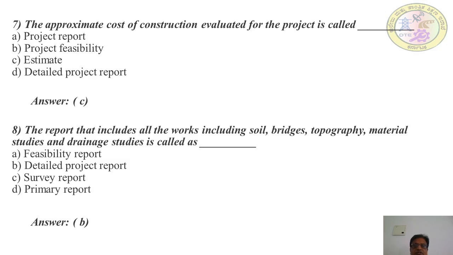The approximate cost of construction evaluated for the project is called: project report, project feasibility, estimate, detailed project report. The answer is C, that is estimate. We usually estimate what would be the approximate cost of construction. The report that includes all the works including the soil, bridges, topography, material study and drainage study is called: feasibility report, detailed project report, survey report, primary report. This is called the detailed project report, that is the DPR. So the answer is B.